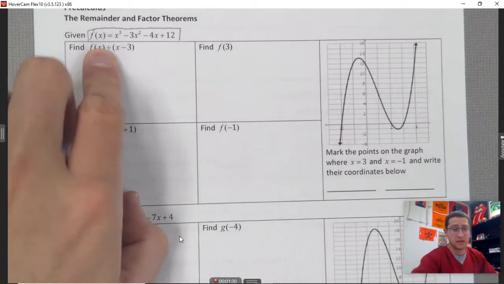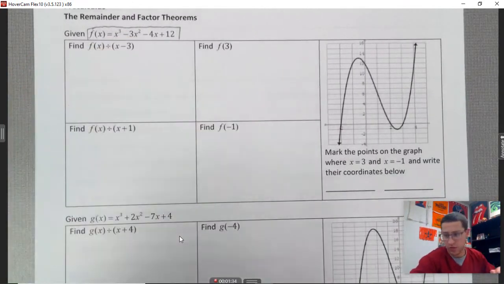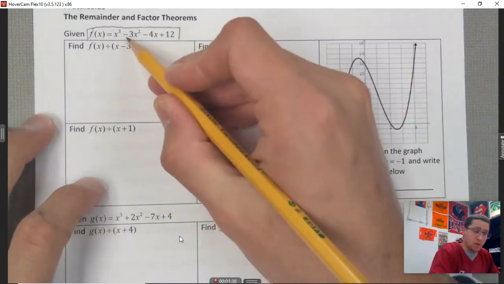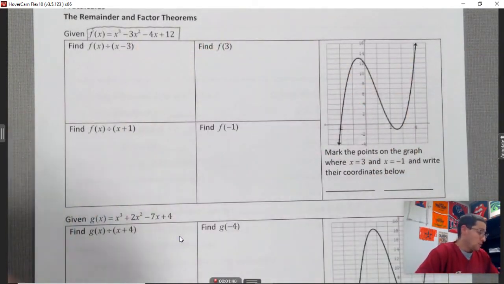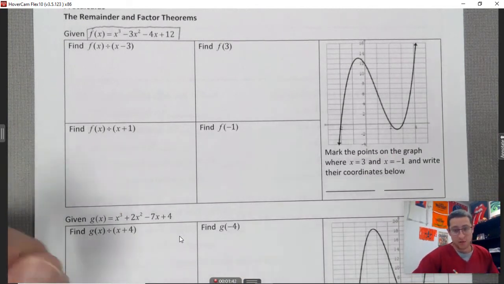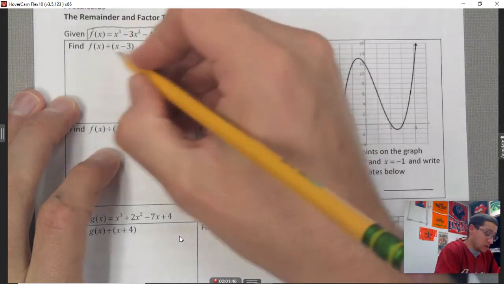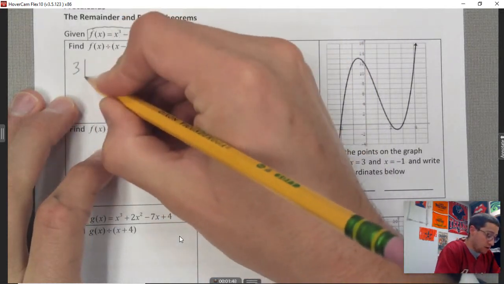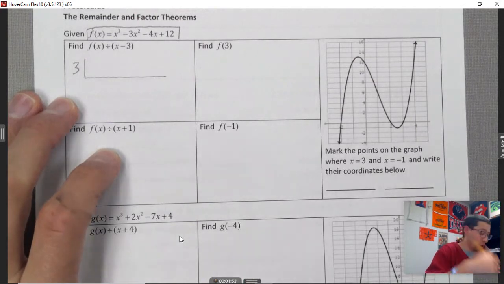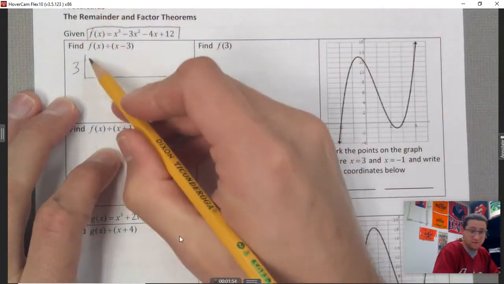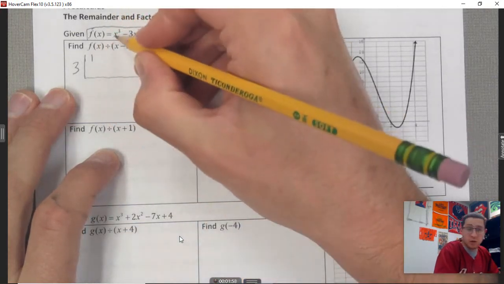So the first thing it asks us to do is f of x divided by x minus 3. So we are taking this polynomial and dividing it by x minus 3. Hopefully we've done synthetic division, and that's what I'm going to do here. So I'm going to go ahead and write 3, and then I do my box like that, and I've got two layers of numbers. That first layer is the coefficients, so 1 is my coefficient here.